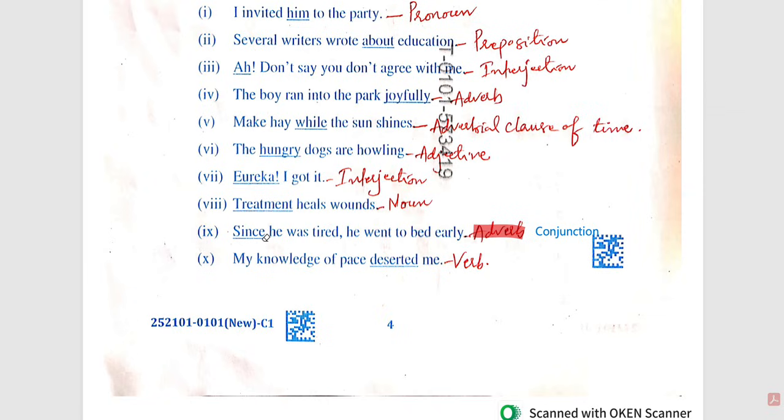Next, since he was tired, he went to bed early. Here, complex sentence. Since here is used as a conjunction, a subordinate conjunction. Since he was tired, he went to bed early. It is not an adverb. It is a conjunction. My knowledge of pace deserted me. One more, easy to remember. Any word underlined with ed is obviously V2 form and V3 form.